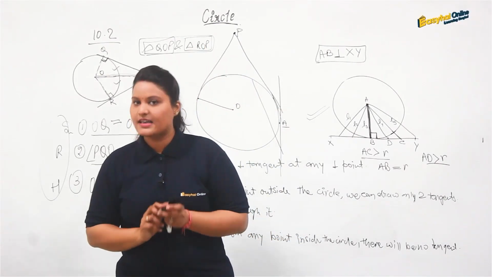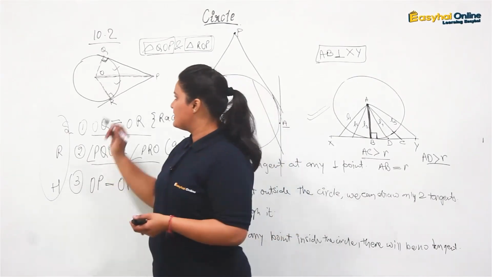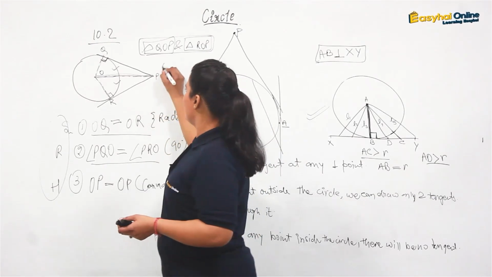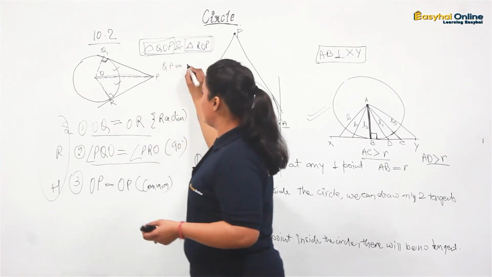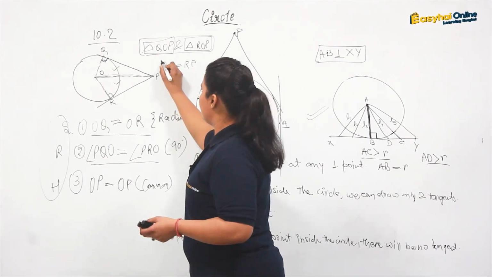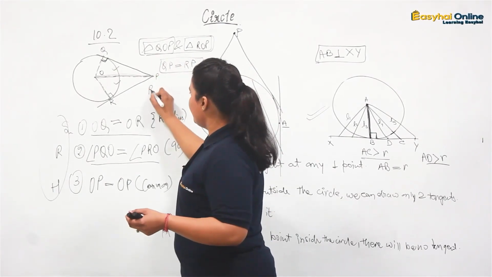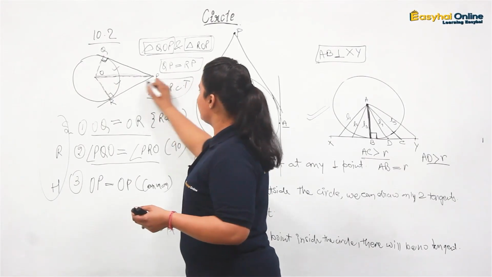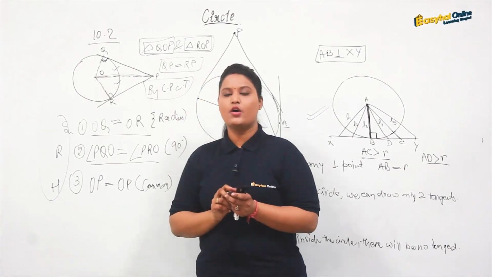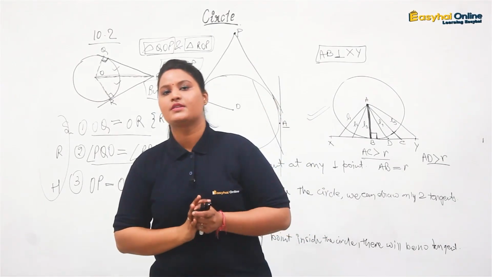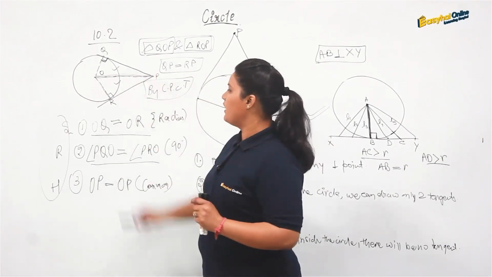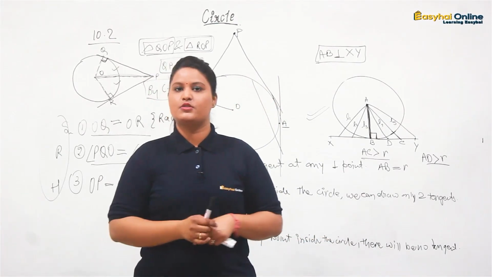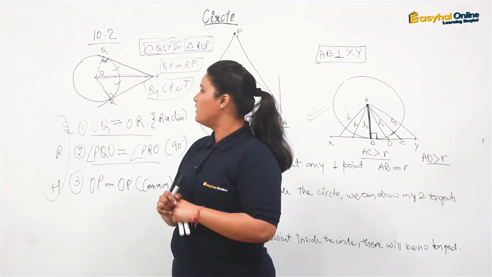And when two triangles are congruent to each other, then I can say QP is also equal to RP by CPCT, meaning the corresponding parts of congruent triangles. So this was your theorem number 2, and it will be used in many questions later in the solution part.